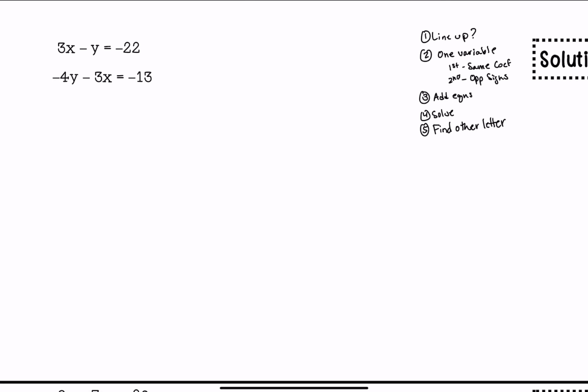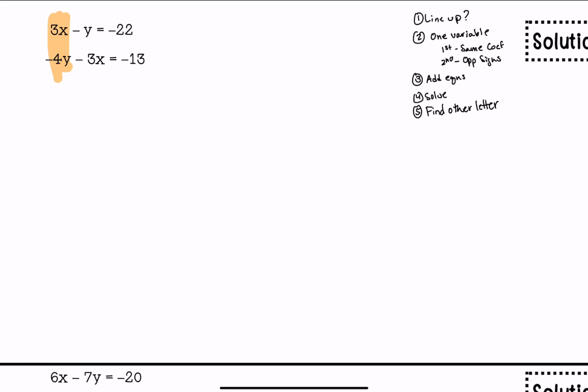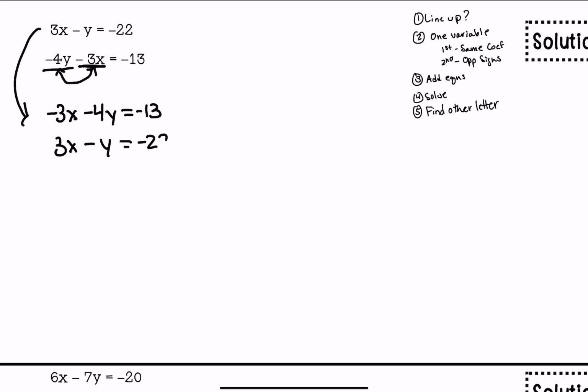All right, looking at our next problem, is it lined up? Let's look. We have 3x and negative 4y. Whoa, those aren't like terms, so we need to move some stuff around. Let's look at this first equation here. I'm going to flip-flop the locations of these two terms. The sign goes with it. So when I flip-flop, it's going to be negative 3x minus 4y equals negative 13. And then I'm just going to bring this one down. So we have 3x minus y equals negative 22.